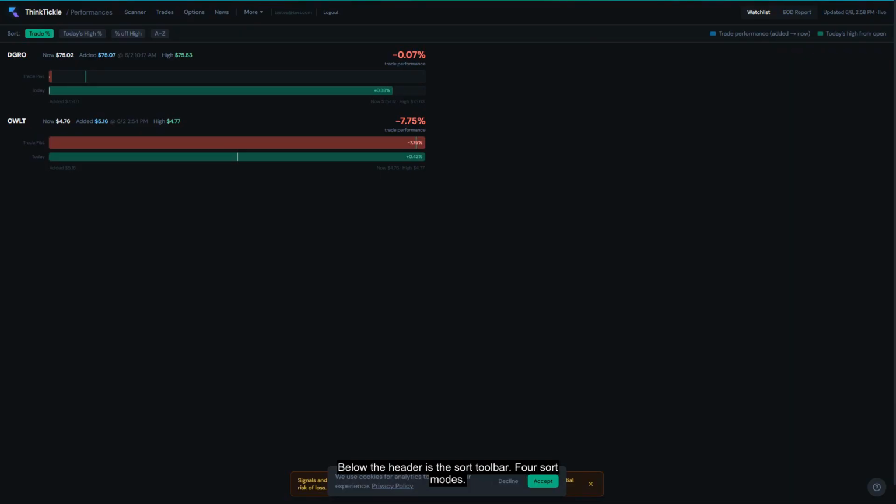Below the header is the sort toolbar. 4 sort modes. Trade % sorts by your paper trading P&L from best to worst. This is the default when you have captured entries, the names that delivered on top, the laggards on the bottom.